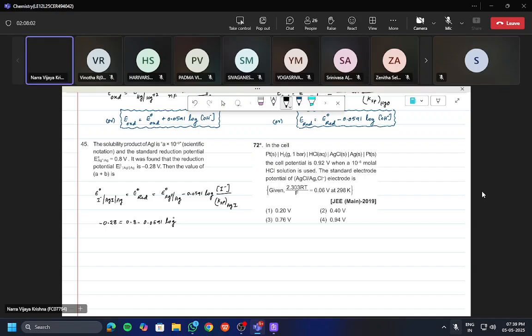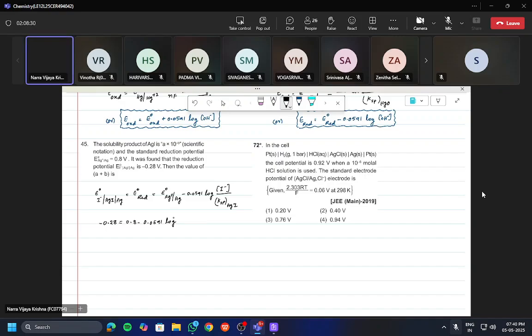Solubility product Ksp value. This is Ksp. And the standard reduction potential of this was given, okay. Reduction potential of this is given as this. If they don't give the concentration of I minus, how to solve? Let me check the question. Did I take the complete question or half of it? Complete question I have taken.